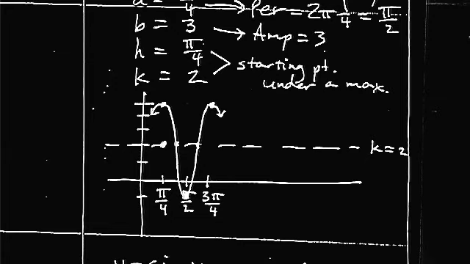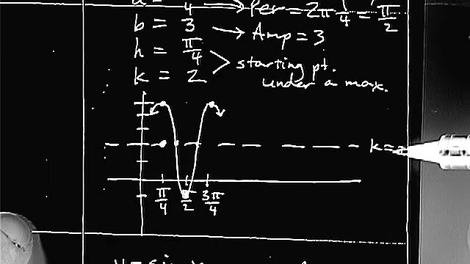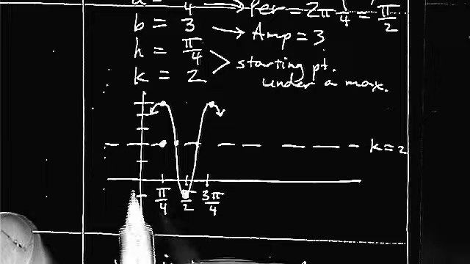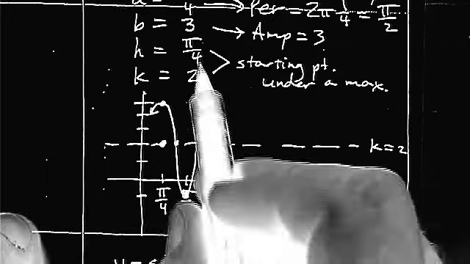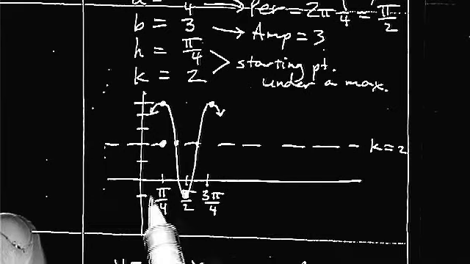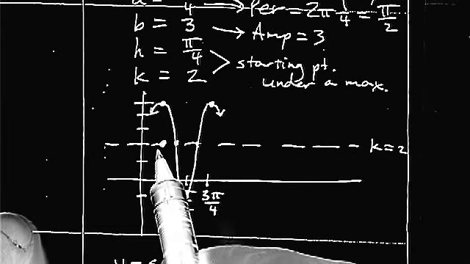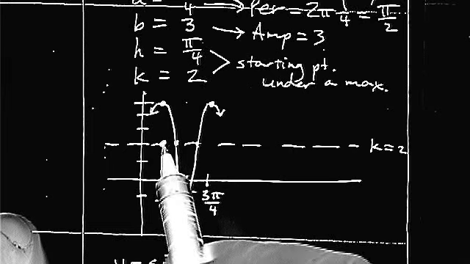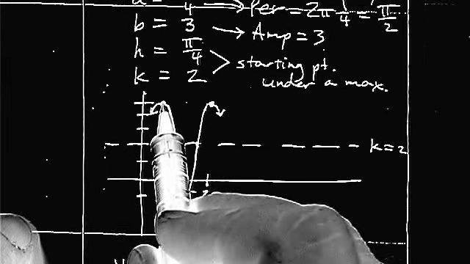So I found my center line, K equals 2. And I identified on my graph where pi over 4, comma 2, that's your starting point, right? HK. We know that that sits underneath the maximum. It does not sit on the graph. So I use the amplitude and I go up and I find my first point.